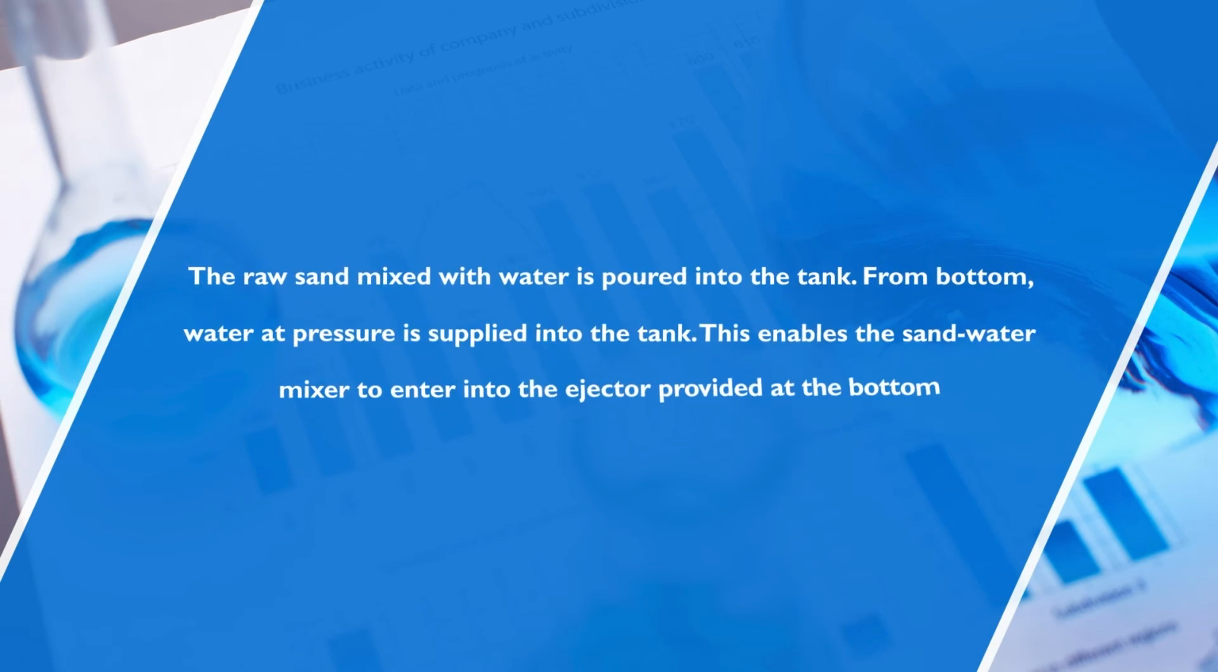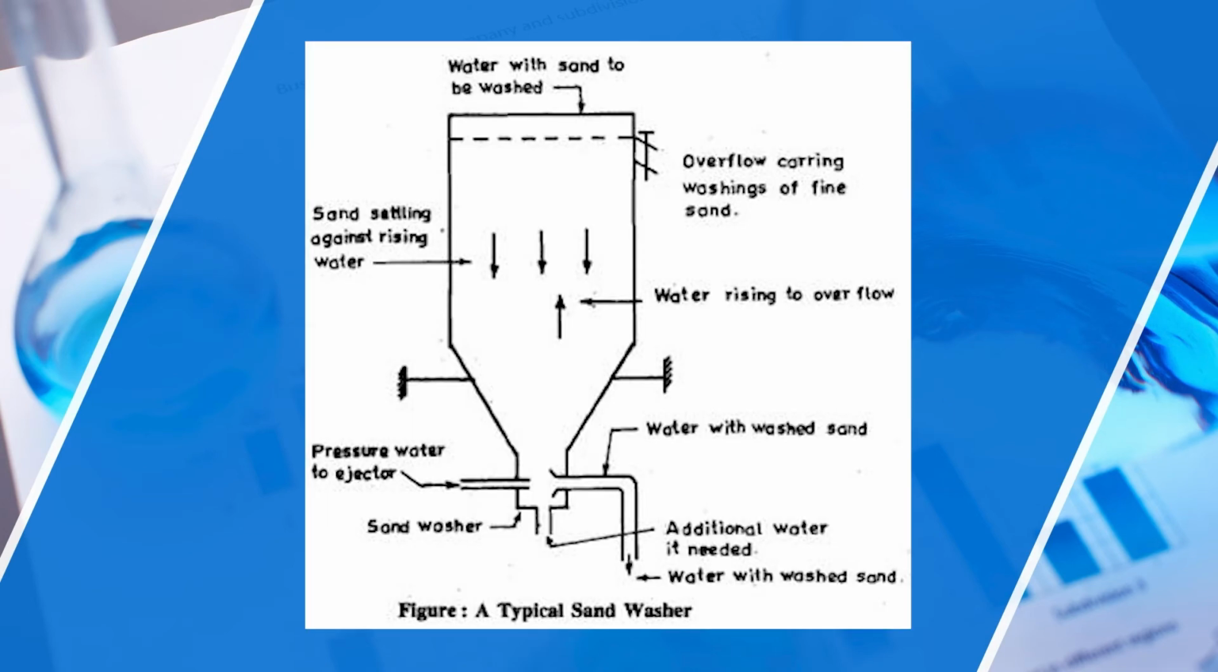The raw sand mixed with water is poured into the tank from the bottom. Water at pressure is supplied into the tank. This enables the sand water mixture to enter into the ejector provided at the bottom. So here the picture of the sand washer. Water with sand to be washed enters the upper side, sand settling against rising water, water rising to the overflow.